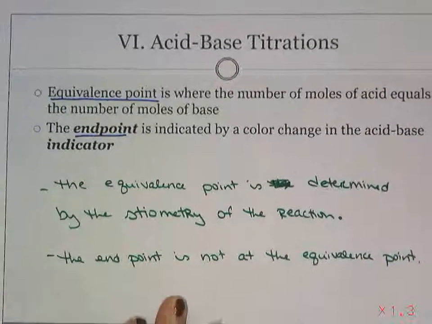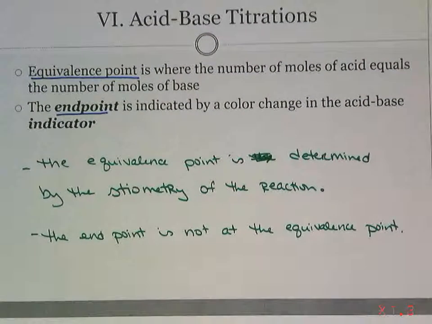But the end point is not at the equivalence point. It is just beyond it. In our situation, we weren't going for super accuracy, so it was okay if you over-titrated by a little bit. If it turned from light pink to fluorescent pink, you're in the right zone, right? Because we're just learning how to titrate.